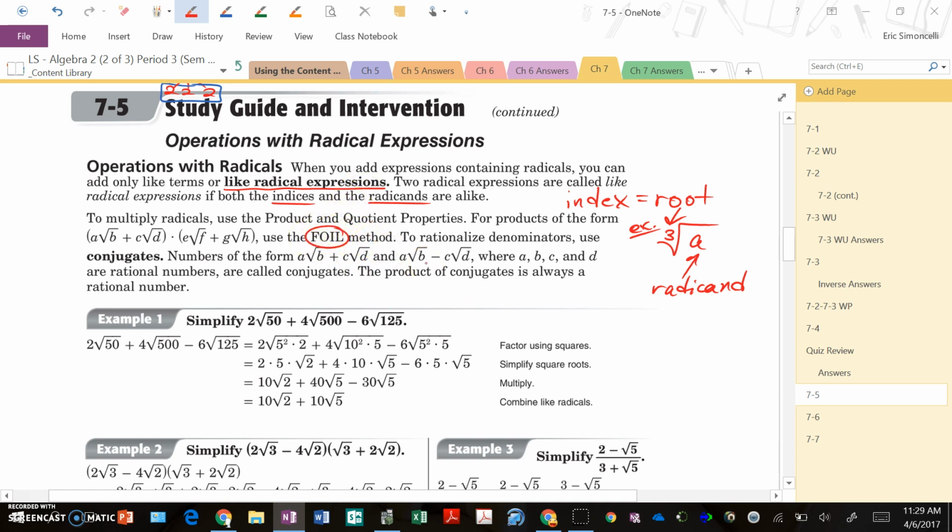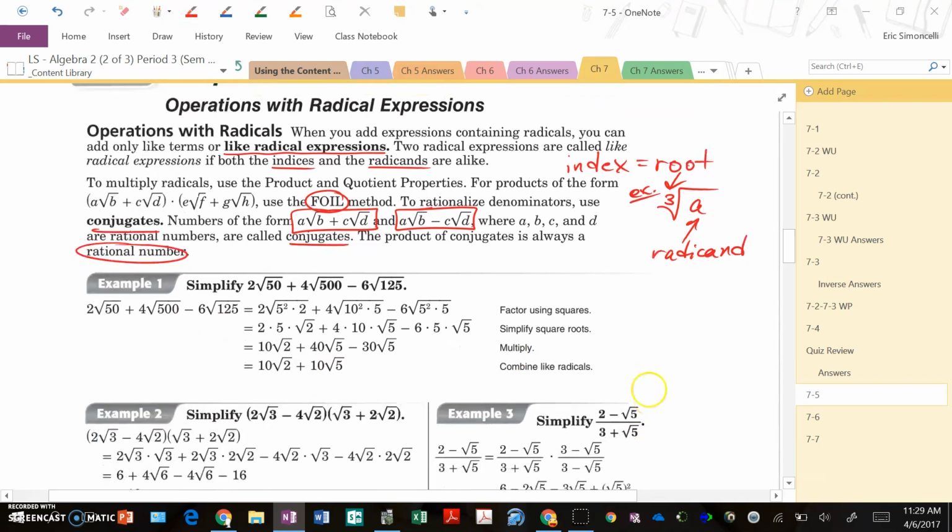To rationalize denominators, use conjugates. Conjugates is not new to us. Numbers of the form a root b plus c root d and a root b minus c root d, where a, b, c, and d are rational numbers, are called conjugates. These are going to be very important to highlight. The product of conjugates is always a rational number, which is pretty powerful.